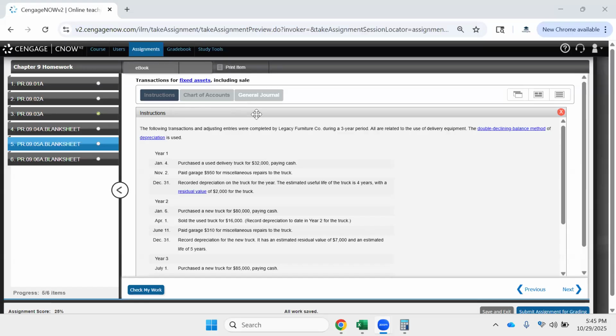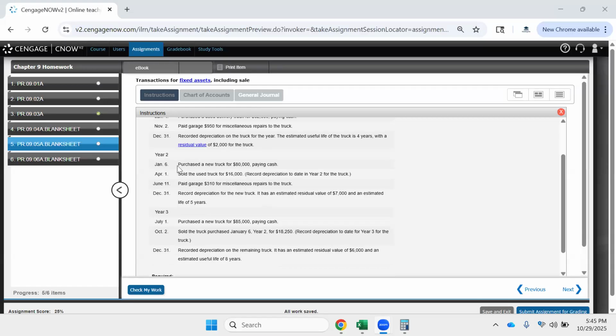So the following transactions and adjusting entries were completed by Legacy Furniture Company during a 3-year period. All are related to the use of delivery equipment. The double declining balance method of depreciation is used. In year 1, we buy the truck, we have some repairs, depreciation is recorded.